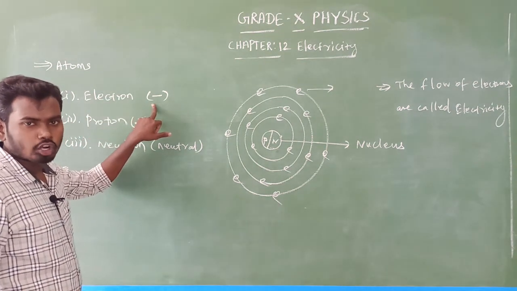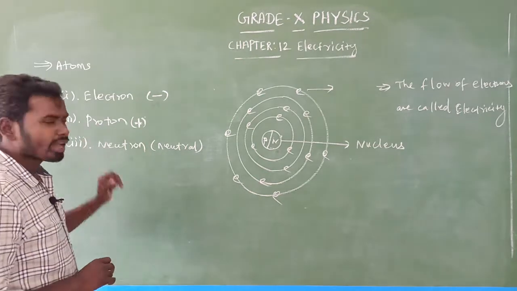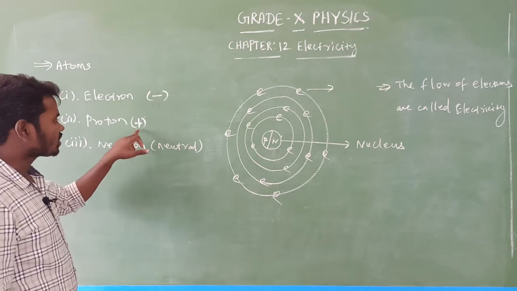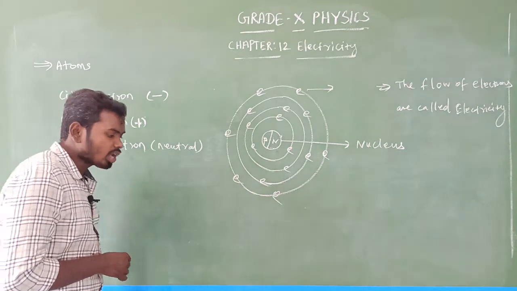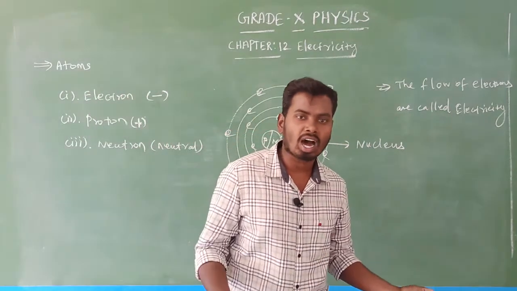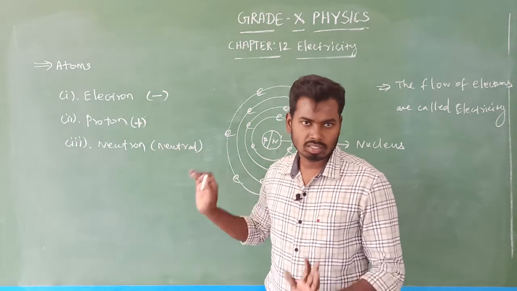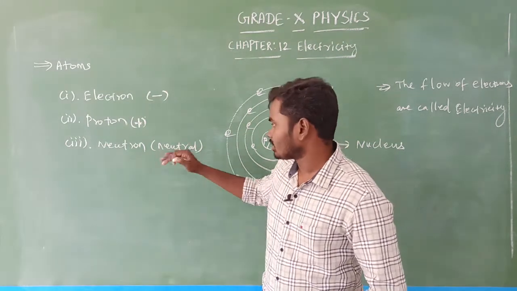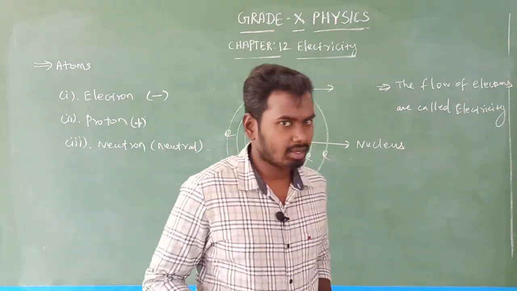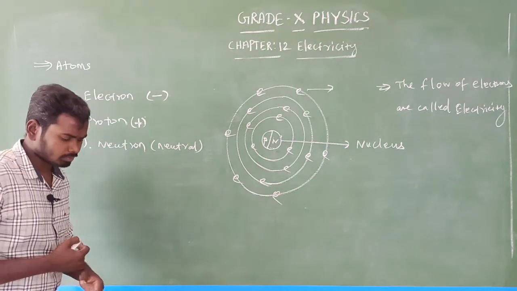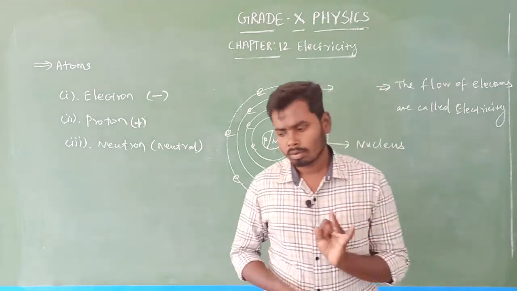So look here, the electron has negative charge. The negative charge is denoted by the minus symbol. Then the proton has positive charge, denoted by the plus symbol. Then the neutron doesn't have any charge, only neutral charge. It doesn't have a positive sign or negative sign, that is a neutral sign. Is it clear?